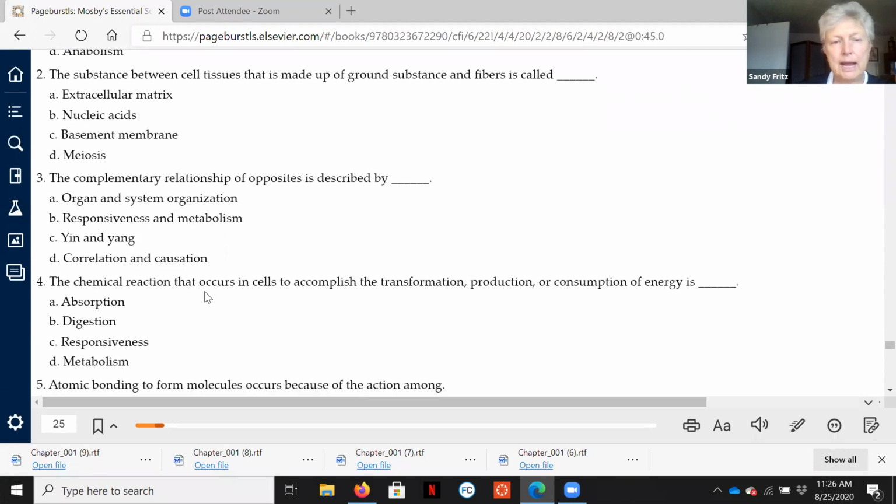So a chemical reaction that occurs in cells to accomplish the transformation, production, or consumption of energy is, so we need to know what that means.